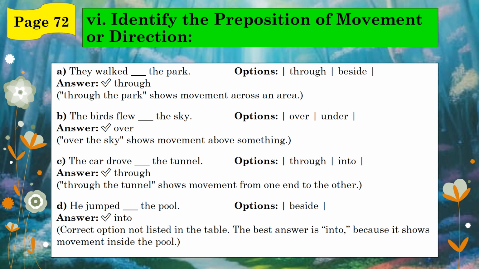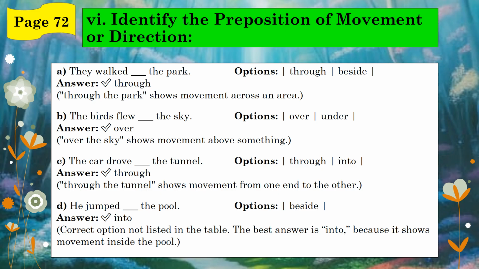And let's now choose the correct preposition of movement or direction for each sentence. 1. They walked the park. Options: through or beside. The correct answer is through. It shows movement from one side of the park to the other. 2. The birds flew the sky. Options: over or under. The correct choice is over. The birds are flying above the sky.